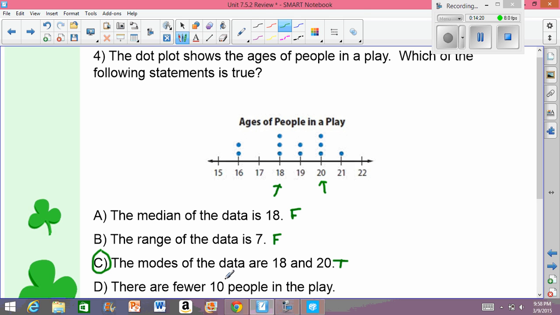It says there are fewer than 10 people in the play. So if we count, remember each dot represents a person. So I have 1, 2, 3, 4, 5, 6, 7, 8, 9, 10, 11. So there are 11 people represented in our display. So statement D is false. There are not fewer than 10 people in our play. Let's pause here and get your work down for this problem.